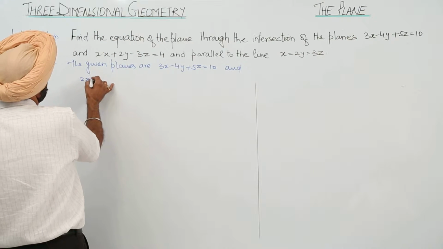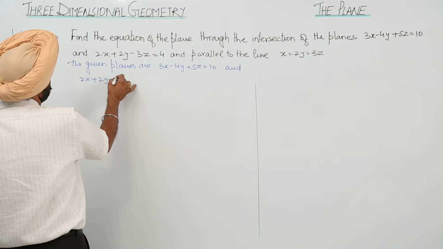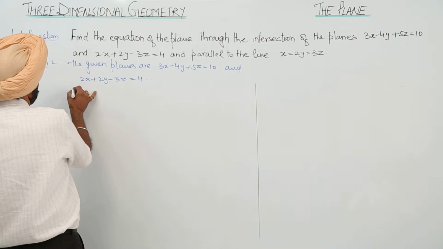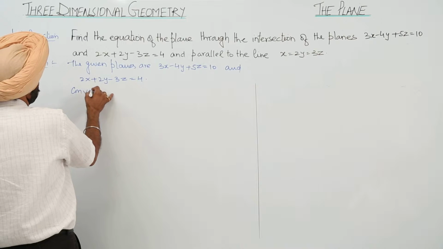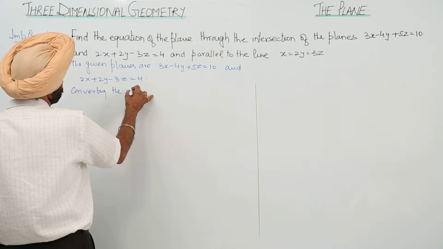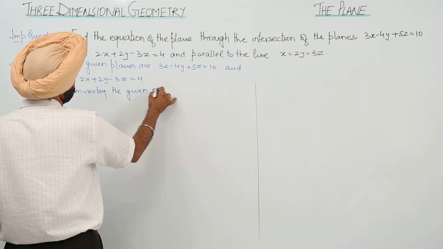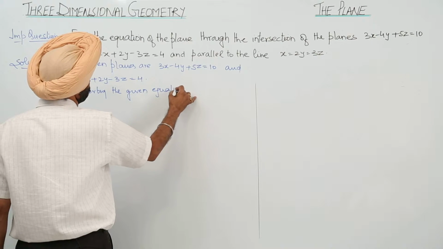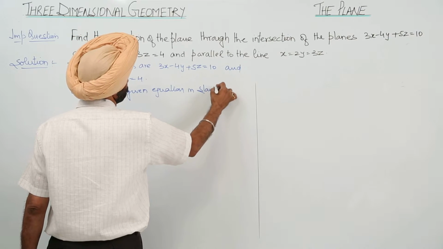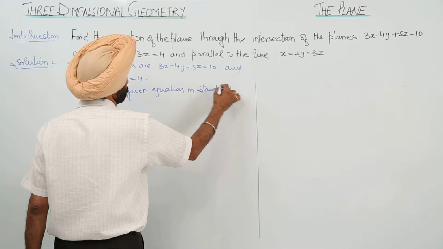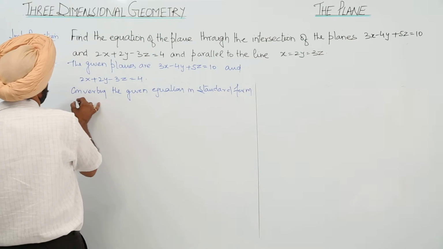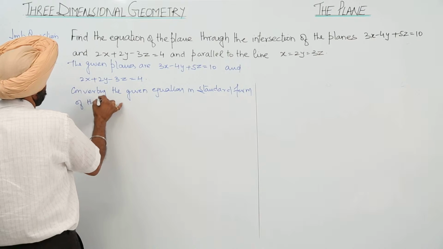and 2x plus 2y minus 3z is equal to 4. Now, converting the given equation in standard form of the line.